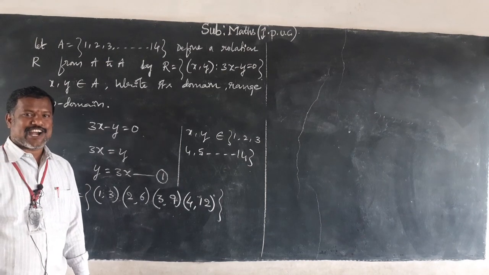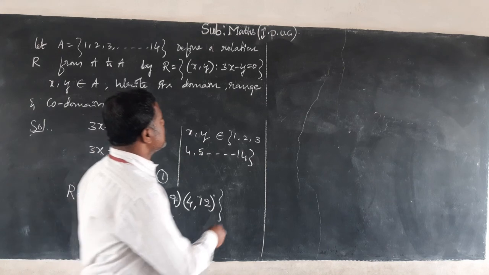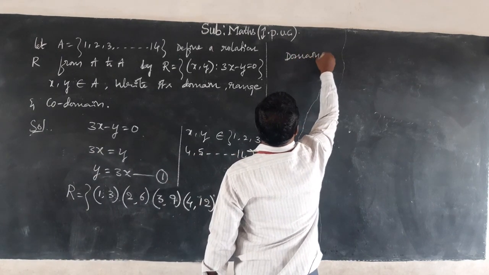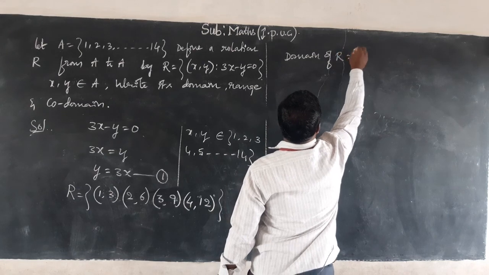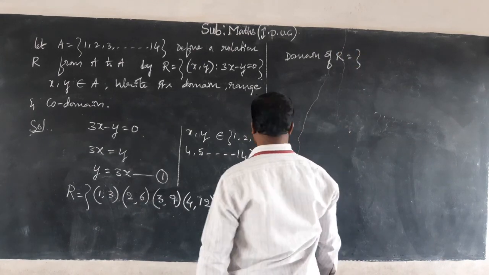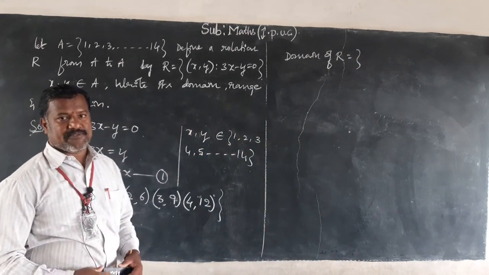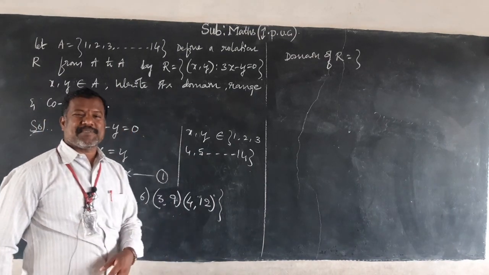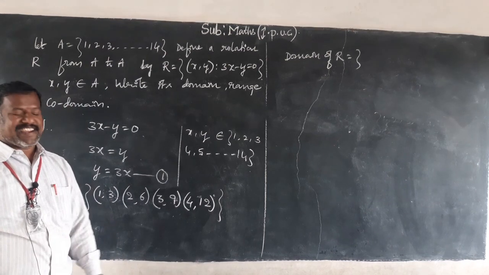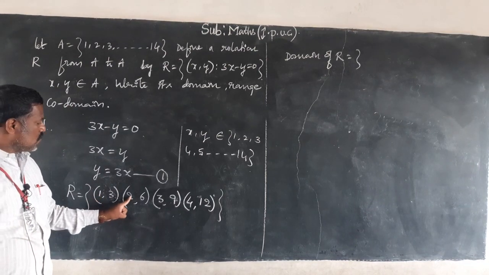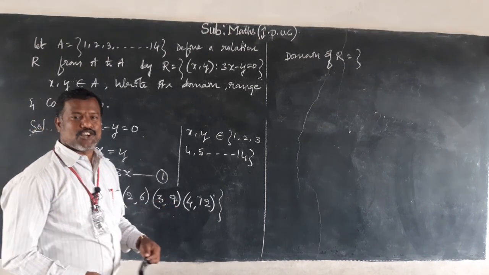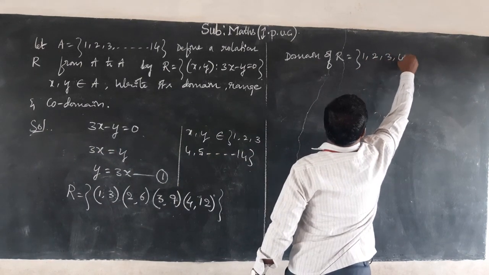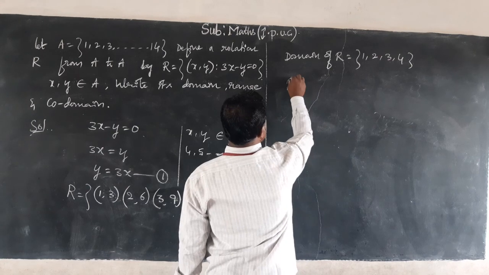the domain, range and codomain. Children, here I can write the domain of R. The domain of R is nothing but, as we know according to the definition, in a relation R, the first set elements are called domain elements. 1, 2, 3, 4 are nothing but the domain.